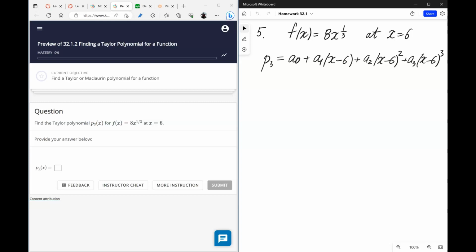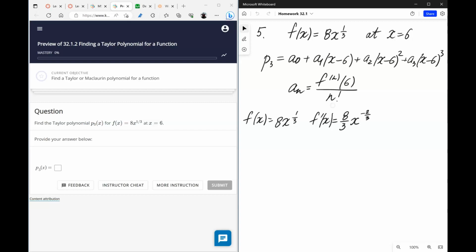And the coefficients can be found using this formula. And let's start. So here's the function. And we're going to find the derivative. And the derivative is 8/3 x to the power negative 2/3.